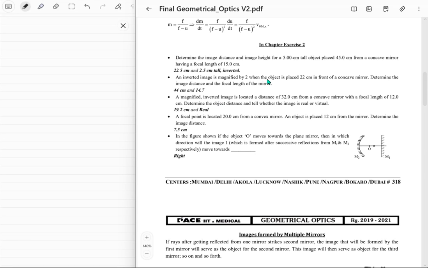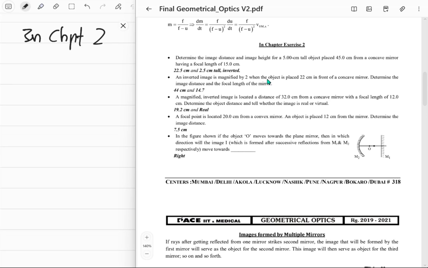So in check exercise 2, let's do it. Okay, first question. Determine the image distance and image height for a 5 centimeter tall object placed 45 centimeter away from a concave mirror having focal length of 15 centimeter. Just find v first of all.